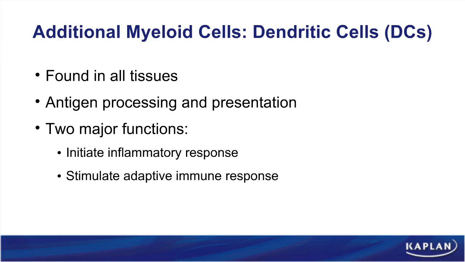So we've talked about macrophages. I know Dr. Ali mentioned that B cells were also antigen-presenting cells, and now dendritic cells. These are going to be the major antigen-presenting cells that we're going to talk about in an upcoming chapter.